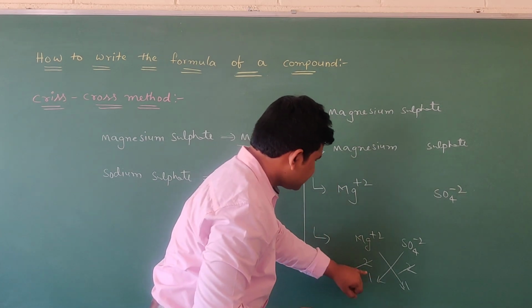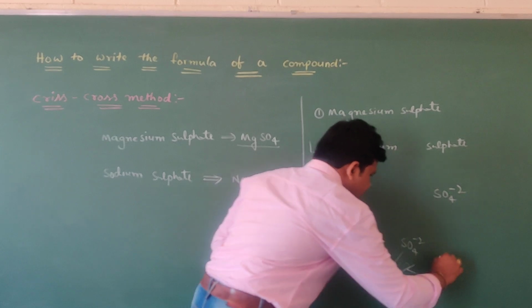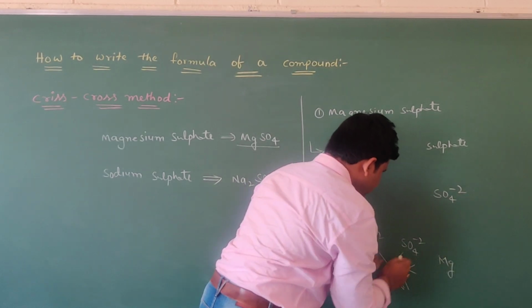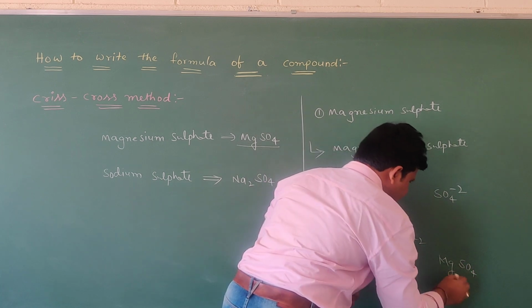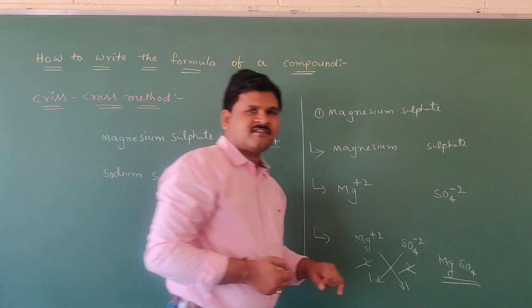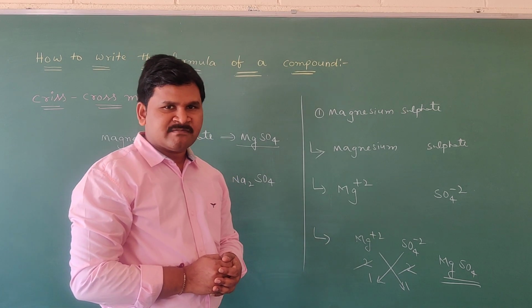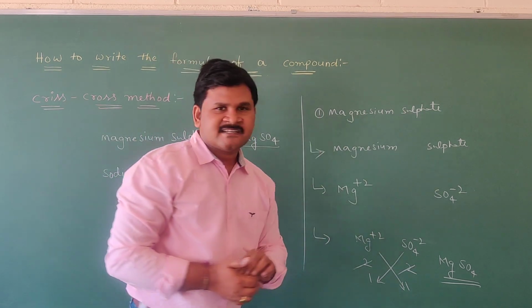So here how many magnesiums? 1 magnesium. How many sulfates? Sulfate is 1. So that's why the magnesium sulfate formula is MgSO4.